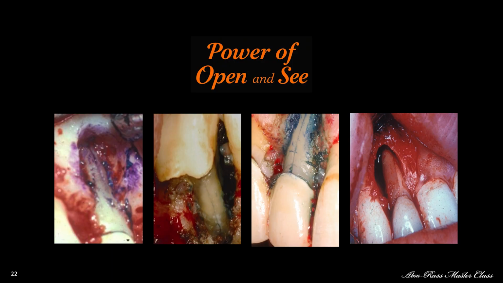Even in surgical endodontics, to reflect a flap is a 4R operational diagnosis protocol. And you can see it here, whether coronal or radicular. We see the cracks. So the issue here is operationalism. And with operationalism comes the power of open and see.